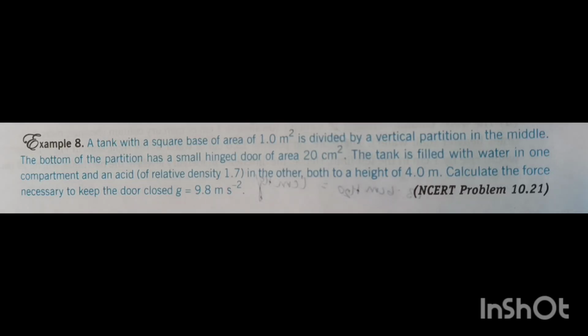A tank with a square base of area 1 meter square is divided by a vertical partition in the middle. The bottom of the partition has a small hinged rod of 20 centimeters square. The tank is filled with water in one compartment and acid of relative density 1.7 in the other, both to a height of 4 meter. Calculate the force necessary to keep the door closed, and gravity equals 9.8 meter per second square.